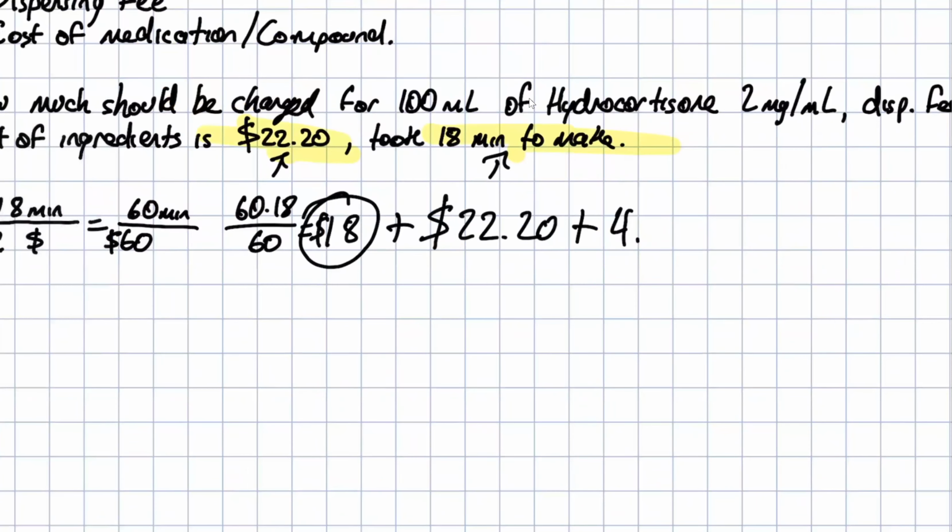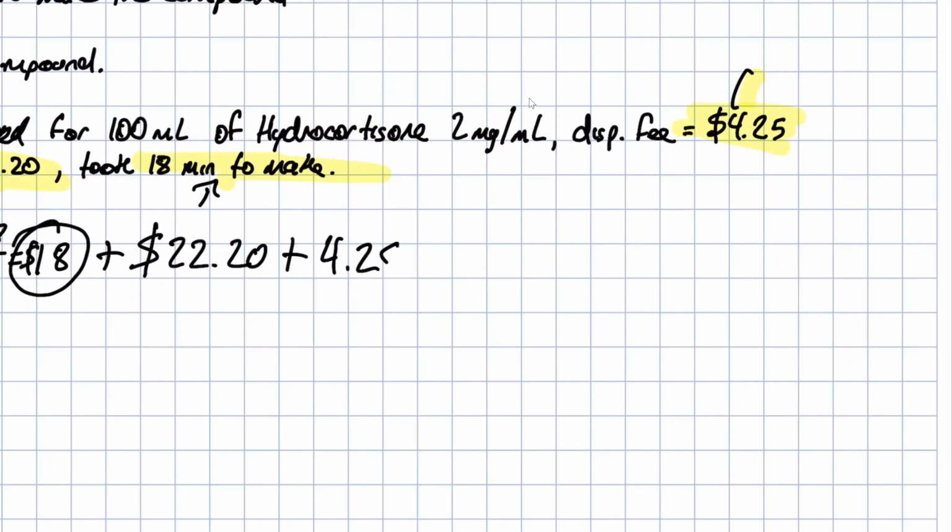Okay, so this one was an easy problem. I will say the majority of the billing compounds you will get are gonna be like this. You're gonna have 3 components. You're gonna have to add them together. So if you add those together, what do you get? 18 plus 22.20 plus 4.25 is 44.45. Is that the correct answer? Yes. 44.45. Okay. So yes, that was an easy one.